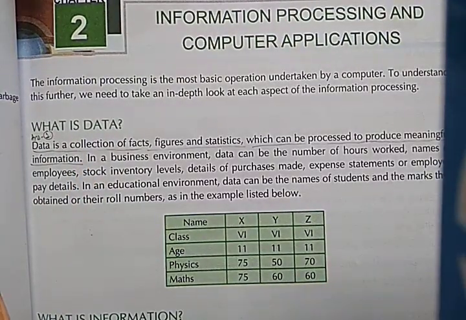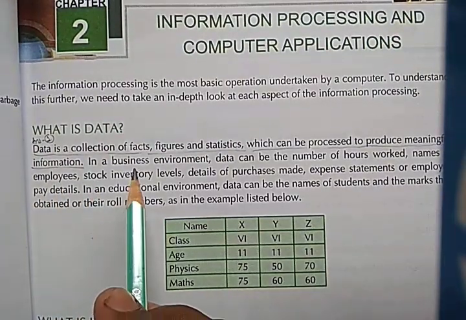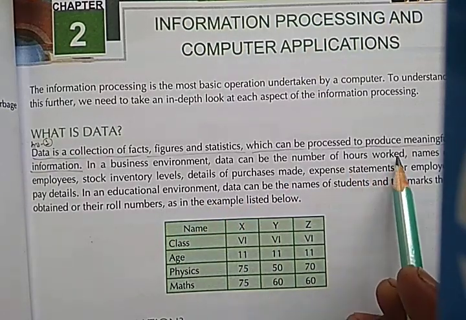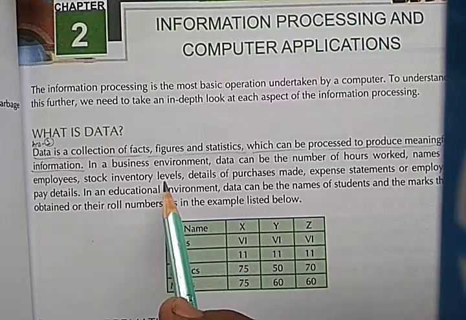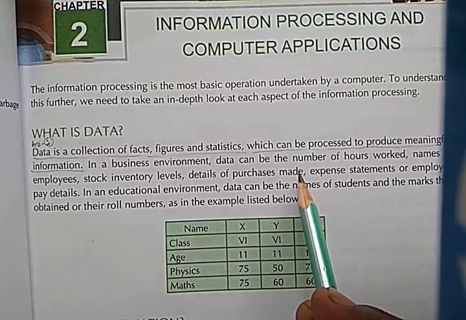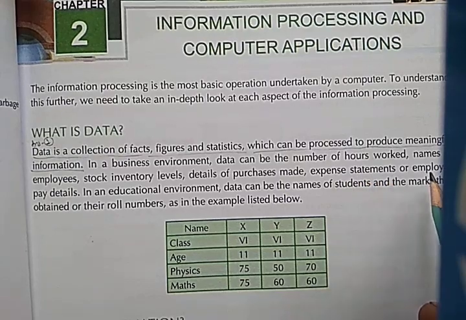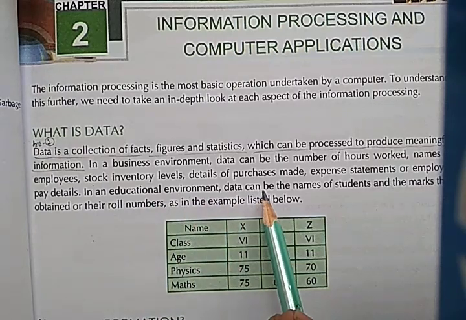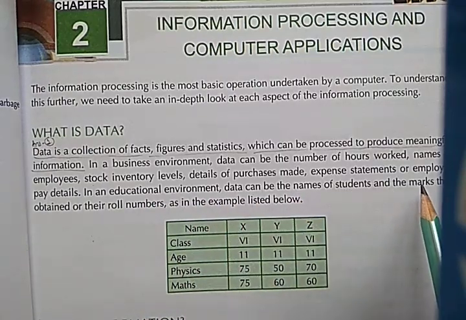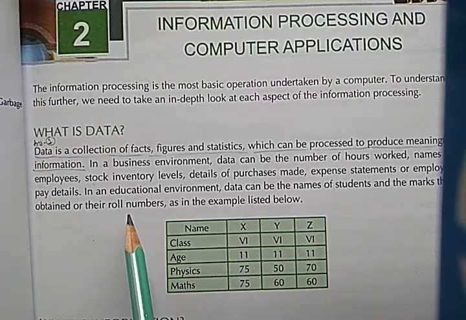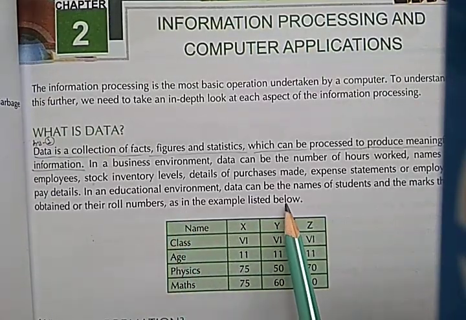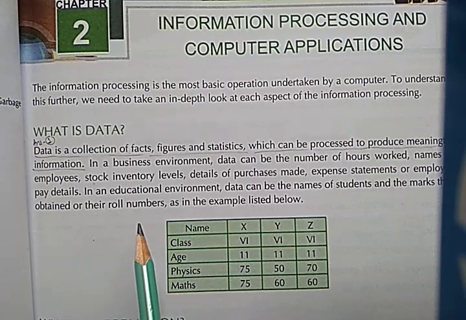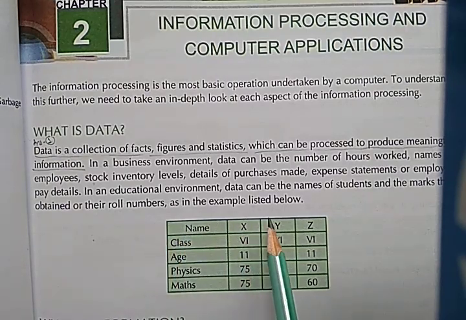What is data? Data is a collection of facts, figures and statistics which can be processed to produce meaningful information. In a business environment, data can be the number of hours worked, names of employees, stock, inventory levels, details of purchases made, expense statements or employee pay details. In an educational environment, data can be the names of students and the marks they obtain or their roll numbers, as in the example listed below.